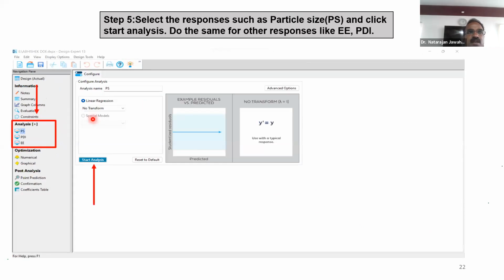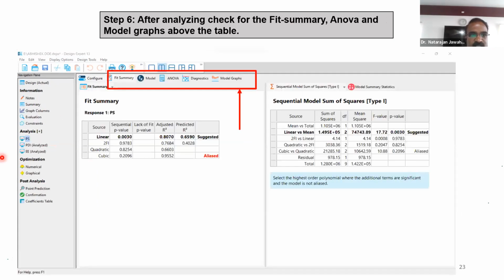The 5th step is to select the response, such as particle size. Now you want to analyze which response you want to know with respect to your factors. There is one column called analysis, with particle size and PDI. I want to analyze only the particle size, so I have to select particle size, and then I have to click. Then I will get this summary.